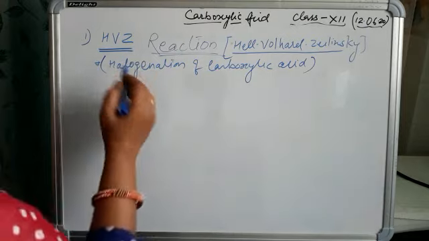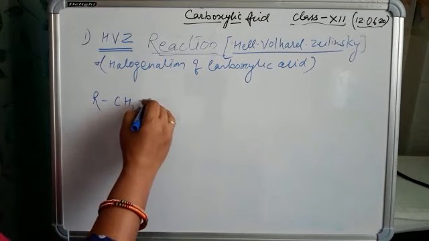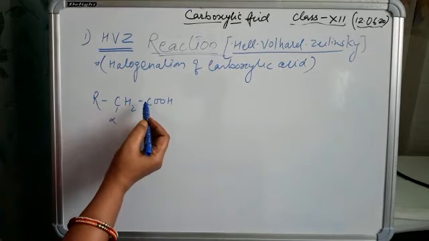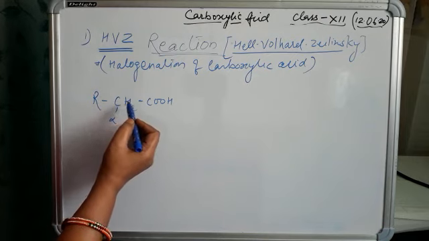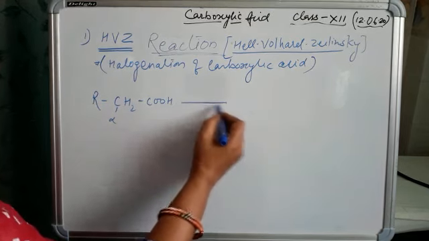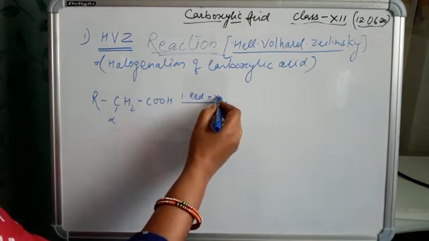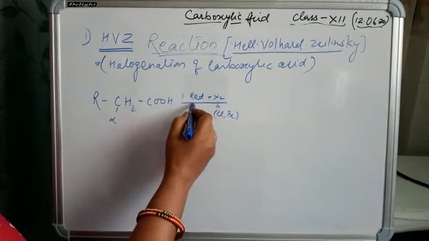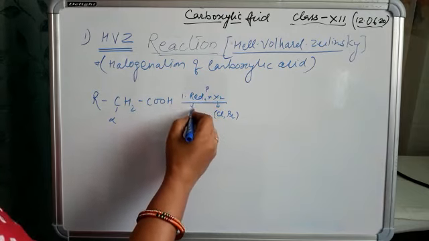The condition required is that the carboxylic acid must have an alpha hydrogen. We know that the carbon just adjacent to the functional group is known as alpha carbon and the hydrogen present on it is known as alpha hydrogen. The condition given at first is red phosphorus with halogen. Halogen may be chlorine or bromine, and red phosphorus in small quantity.